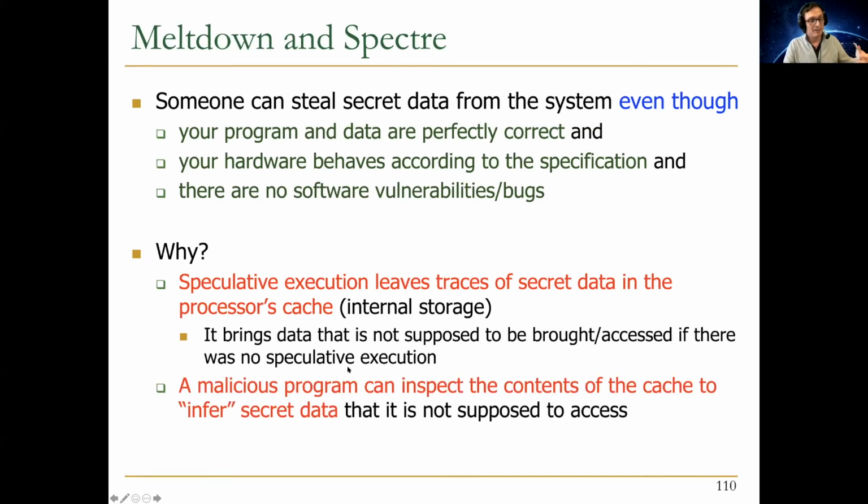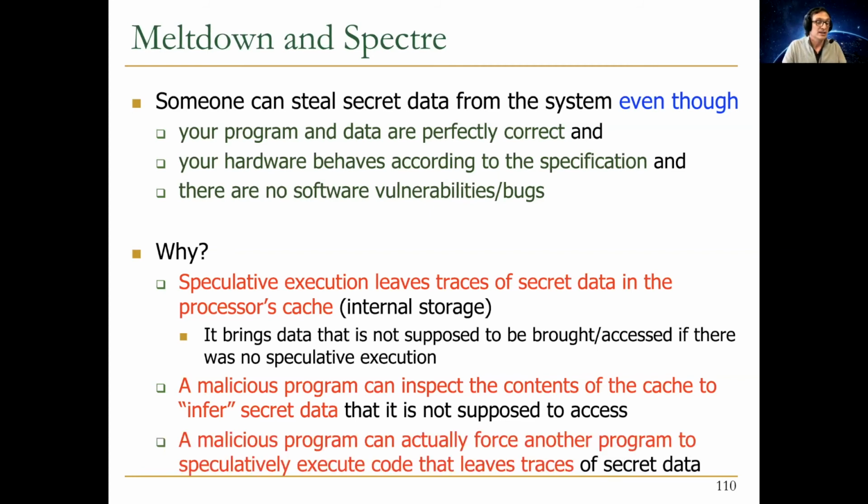Okay, now a malicious program can inspect the contents of the cache to infer the value of the secret data that it's not supposed to access. So some other program brings in the data, or maybe the malicious program brings the data, depending on how you construct the attack. And then you check the contents of the cache to figure out what the data values are. Not good. And actually, you can go even further. If you really know what you're doing, if you know the microarchitecture really well, a malicious program can be constructed to force another program to speculatively execute code that specifically leaves traces of secret data. So you can actually target these attacks very carefully.